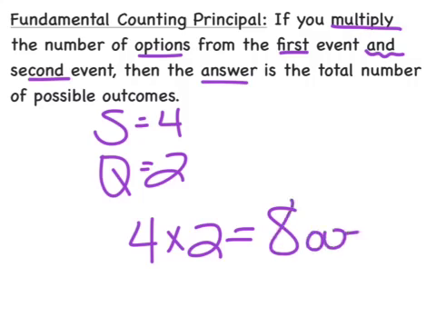So 8 outcomes. Is that what I got on the last one? Yes. So this is the way to check and see how many outcomes you would have. This is great when all you need to know is a number. But if you need to know what your options are, then you do still need to use the tree diagram.